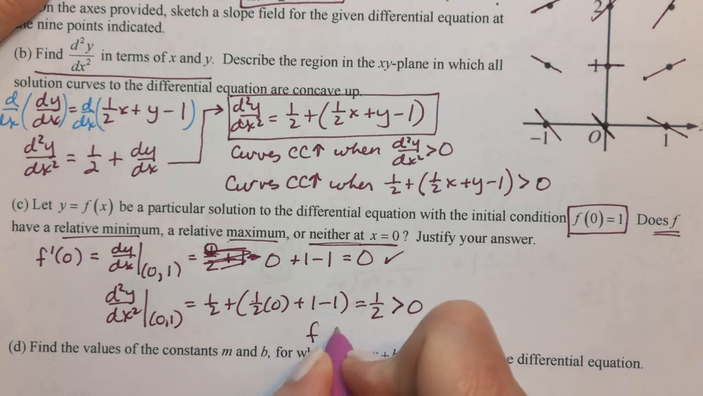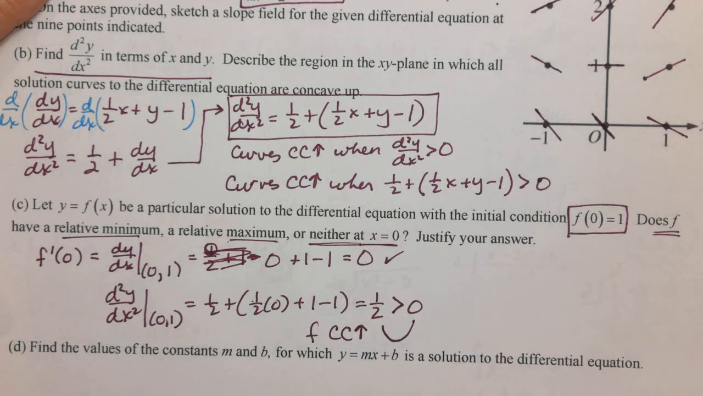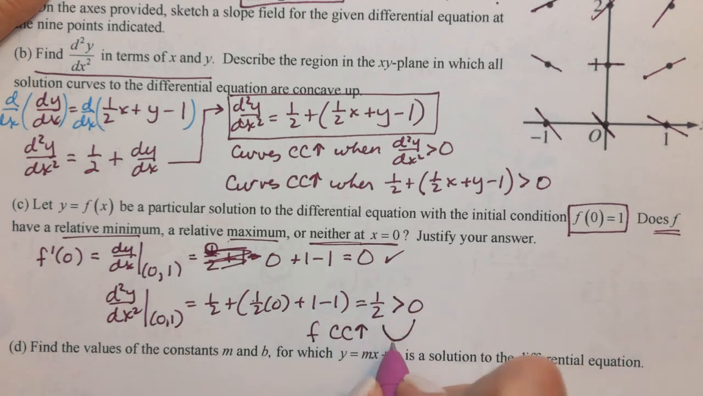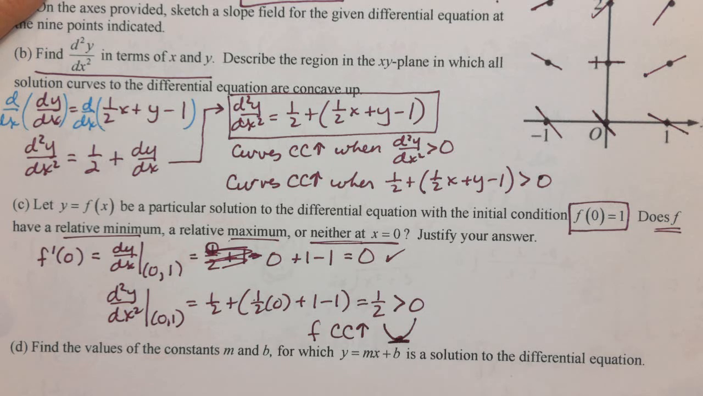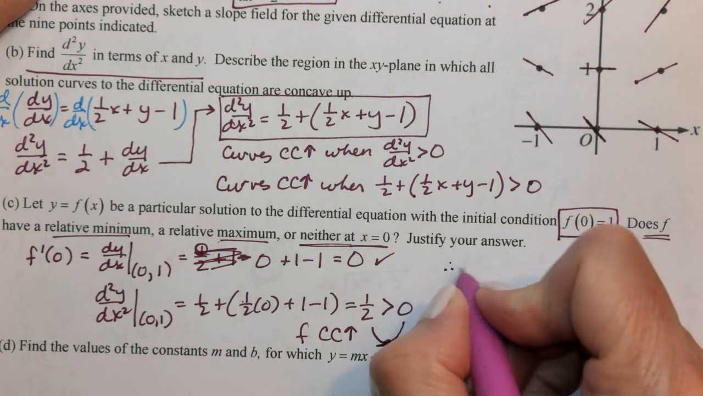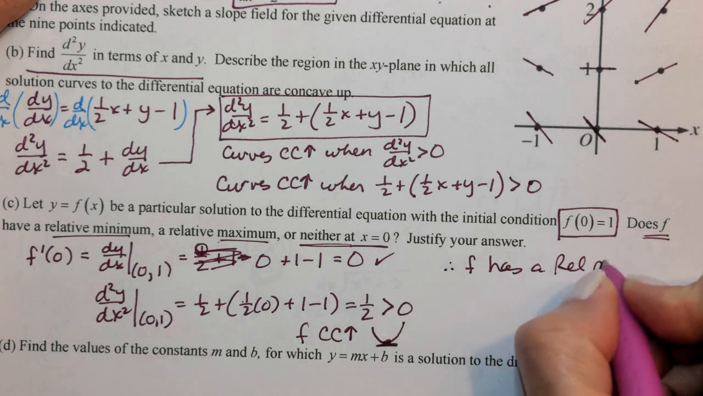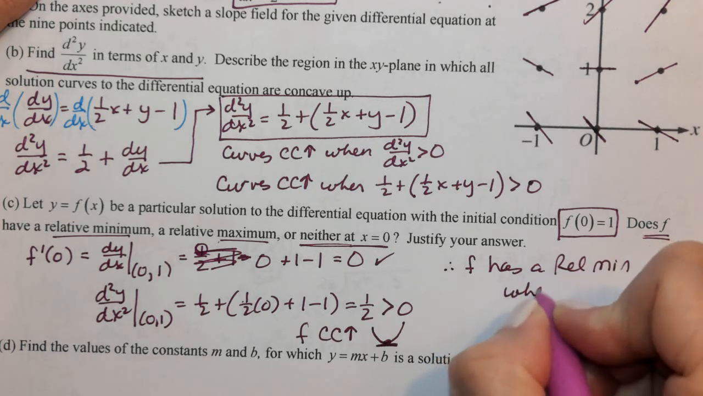So f is concave up, right? Well, if we're concave up and we have a 0 slope, what does that mean is happening? Concave up and a 0 slope means that we have a relative minimum. So I'll say, so f has a relative minimum when x is 0.